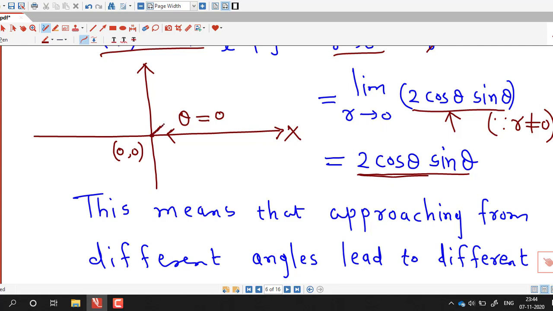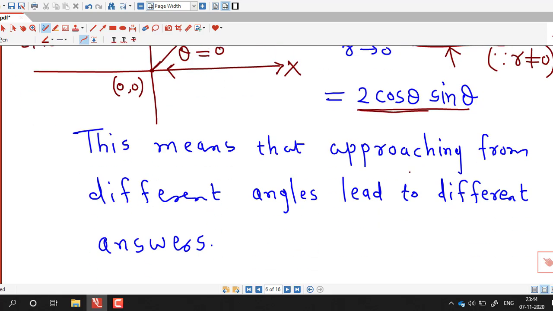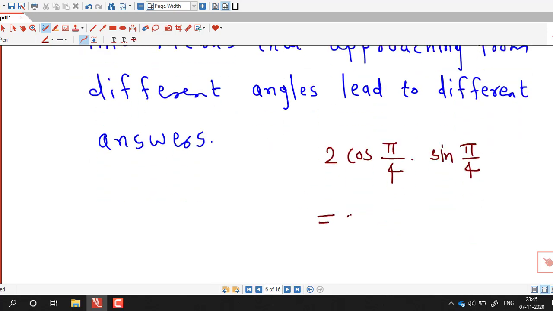Suppose we try to find the limit along the line y equal to x. The line y equal to x can be written in polar form as theta equal to pi by 4. If you put y equal to r sin theta and x equal to r cos theta, we have sin theta equal to cos theta. So the possible value of theta is pi by 4. So the polar form of the line y equal to x is theta equal to pi by 4. If we consider the limit along this line, then if we put theta equal to pi by 4, the limit will be 2 cos pi by 4 times sin pi by 4, and this is nothing but 2 times 1 over square root of 2, times 1 over square root of 2, which is 1.